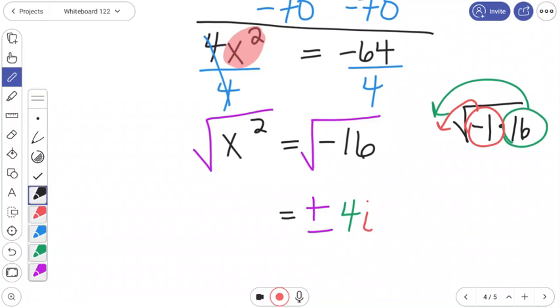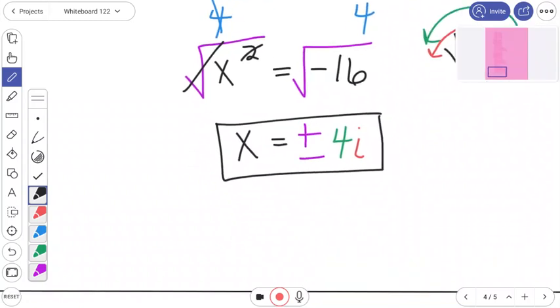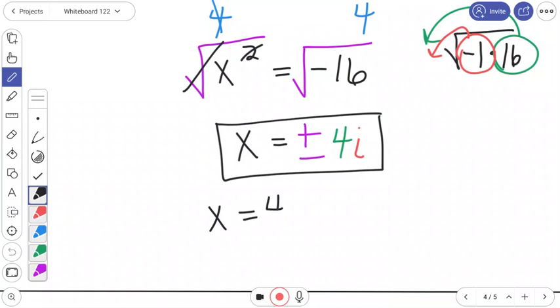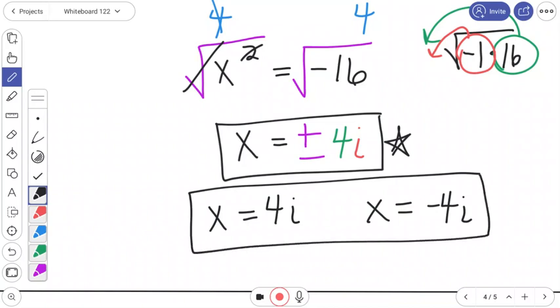And on the left side of our equation, square root and squared undo each other. So we're just left with x. And that right there is how many solutions? 2. x equals positive 4i, and we have x equals -4i. And again, you can write your solution like this, or you can write them separately. Either way is fine. And that's it.